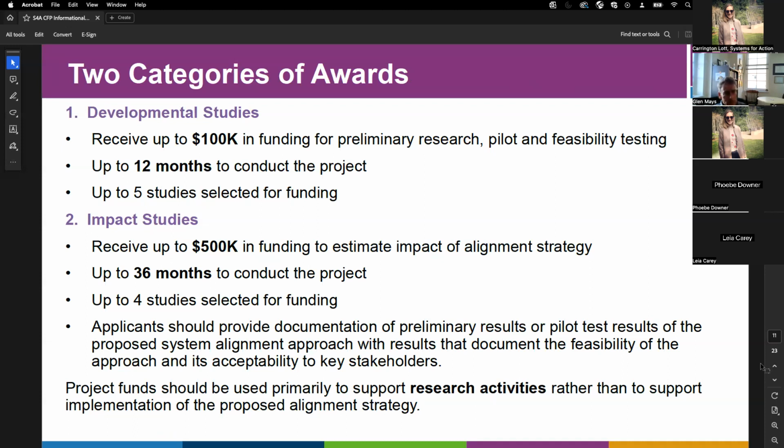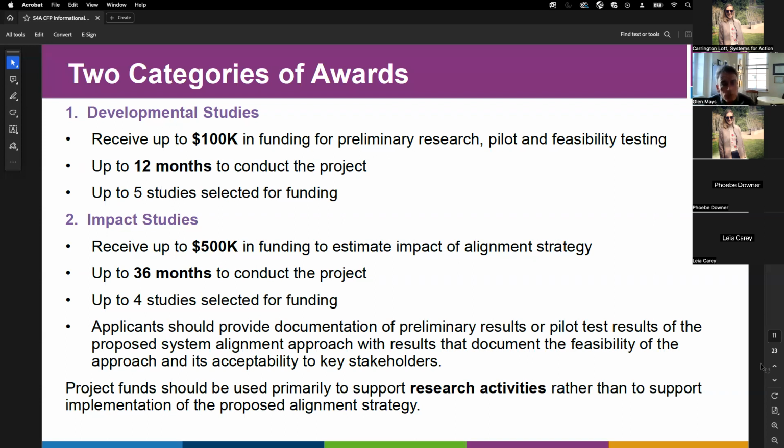The second type of award is the Impact Studies Award. This is an award category that provides a larger scope of research. Each of these awards will provide up to $500,000 in total funding to support research activities designed to estimate the impact of the proposed alignment strategy on forms of systemic racism and on the health of populations that experience those forms of systemic racism. This award category, the funding can be used for a period of up to 36 months or 3 years in duration to conduct the study. The foundation anticipates funding up to 4 studies under this award category.